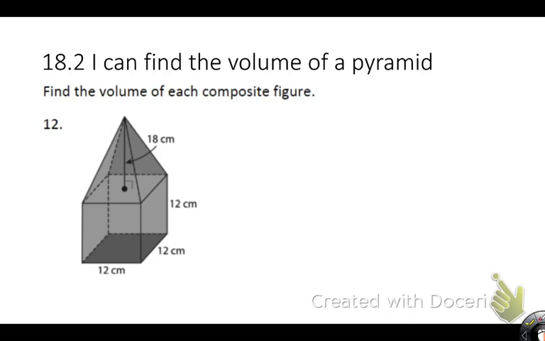All right, we have another composite figure. So we just figure out the volume of the rectangular prism, and then we add the volume of the square pyramid. Okay, so let's do the parts at a time. So let's do the prism first. So volume of the prism.